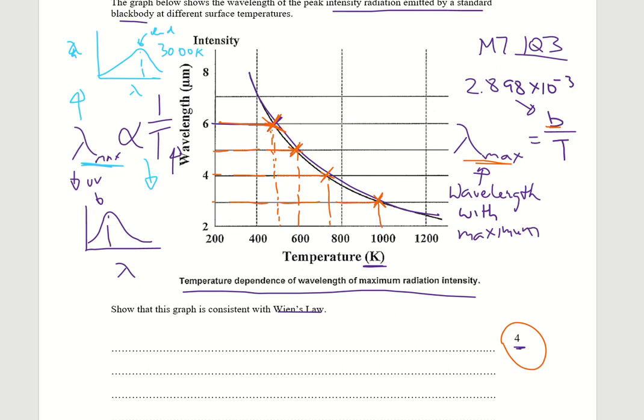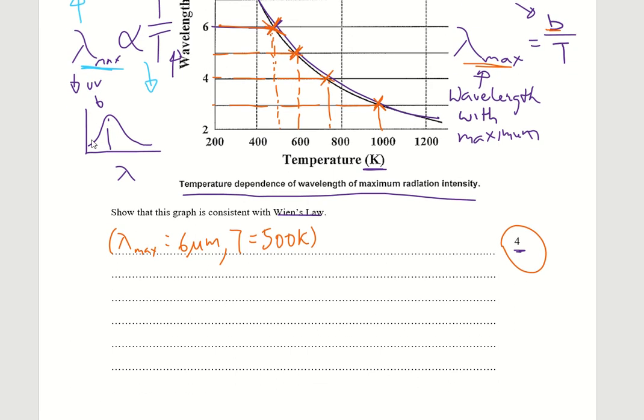Okay, so from what I have here, where we have the coordinates of lambda max is equal to 6 micrometers, and then temperature is about 500 Kelvin. Let's do the calculations for that. Well, actually, I'll make my layout for all of them first. So we have lambda max at 5 micrometers to about 600 Kelvin.